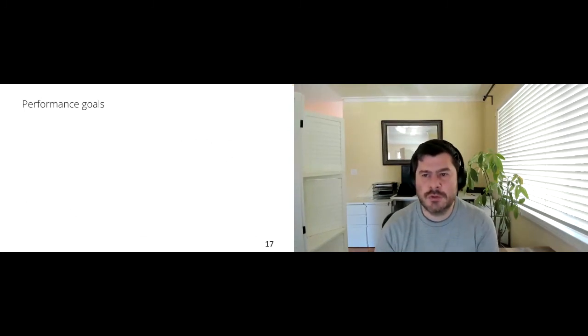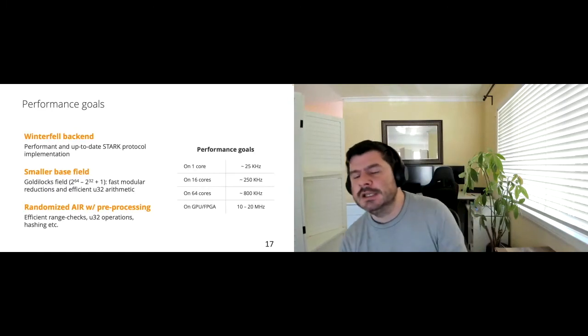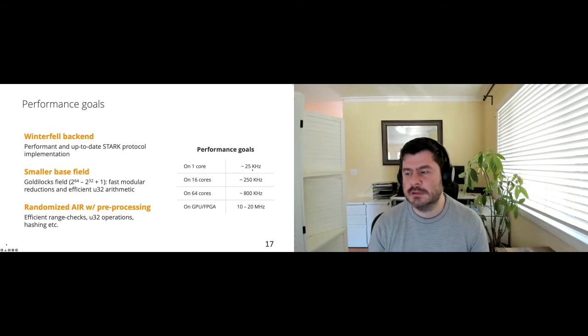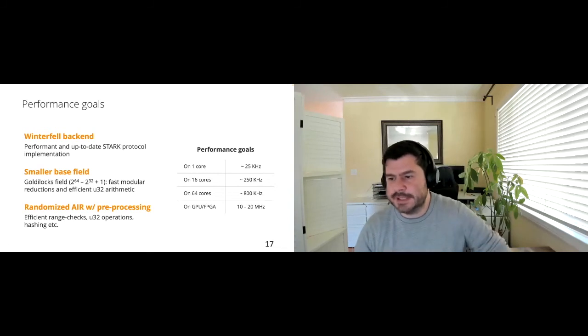Wanted to share some performance goals that we have for the VM. And again, these are more preliminary, so take them as aspirational goals. Hopefully we can get there, but maybe it's not going to happen immediately. The current version of Miden VM, v1, can do about 10 kilohertz on a single core, but we hope with some improvements we can get to 25 kilohertz. And as I mentioned, this scales fairly well, and hopefully with GPU and FPGA acceleration, we can get to some number of megahertz. And this is, again, cycles per second.